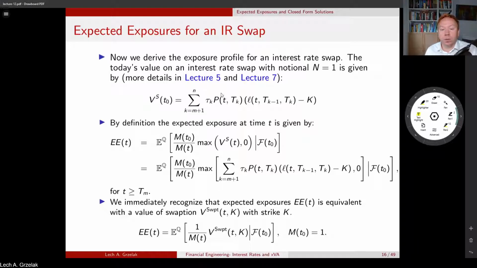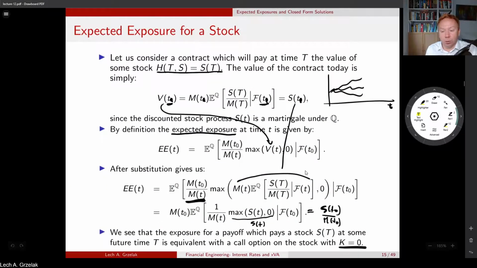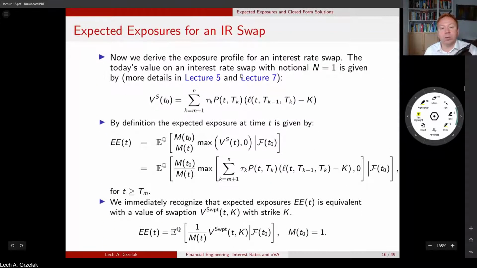The next example, of course, relies on our knowledge from lectures 5 and 7. Before this filtration, it was lecture number 2. Now we add more material from previous lectures. We have lectures number 5 and 7, where we discuss pricing of swaps and swaptions. So of course, the same story.